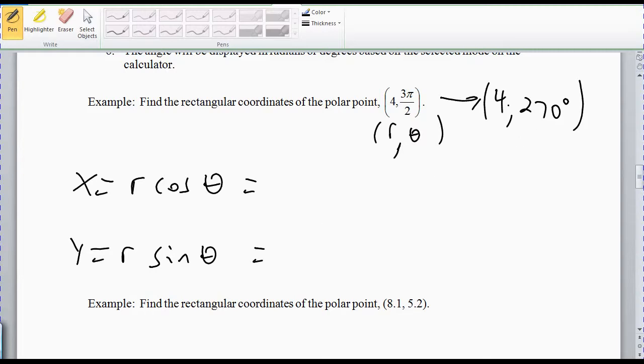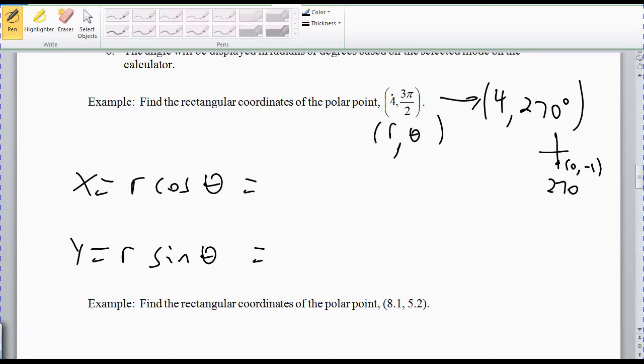Now, the only reason why I'm doing it like this, 270 degrees, is because I know the unit circle in my mind. And I know that 270 degrees is down here. And the point on my unit circle is 0, negative 1. So what I'm going to do is take 4, or r, which is 4.